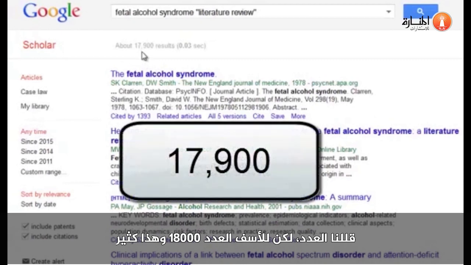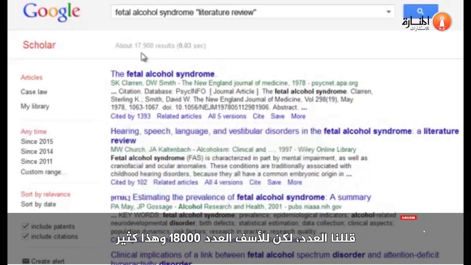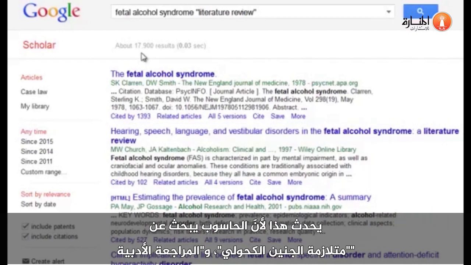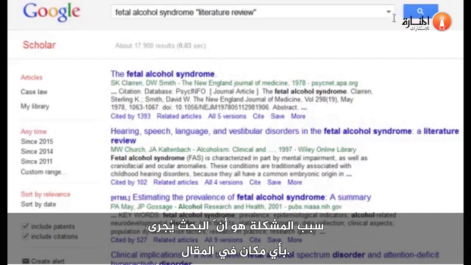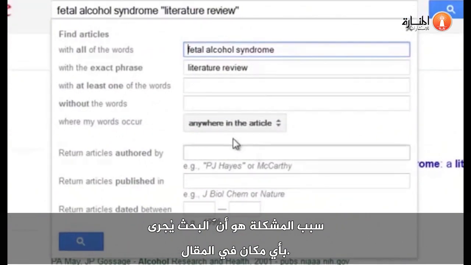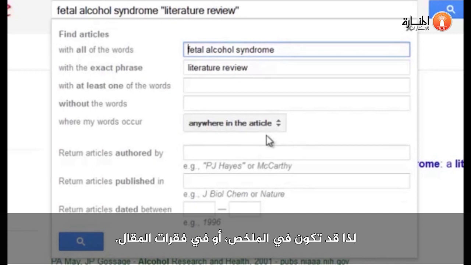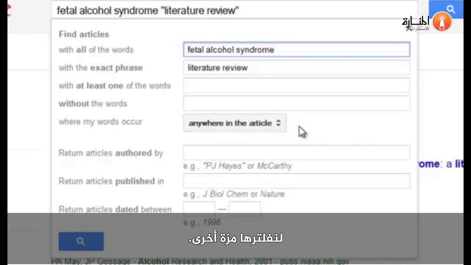And we've reduced it considerably, but the bad news is it's still 18,000 hits, far too much to get rid of. Now, the reason why that's happening is the computer is looking for fetal alcohol syndrome and literature review. Let's come back here and show you what I mean. The problem is it's looking anywhere in the article. So it can be in the abstract, it can be in paragraphs in the article. Let's go ahead and filter it even more.